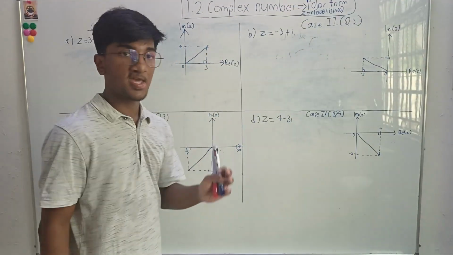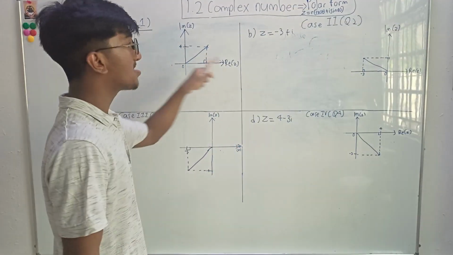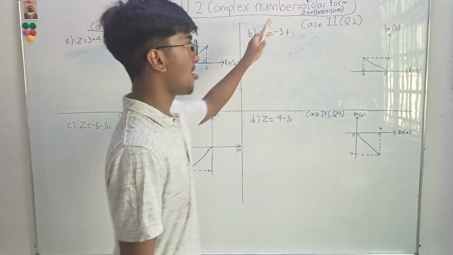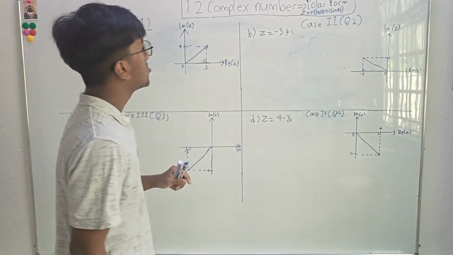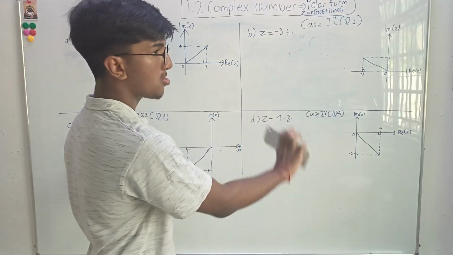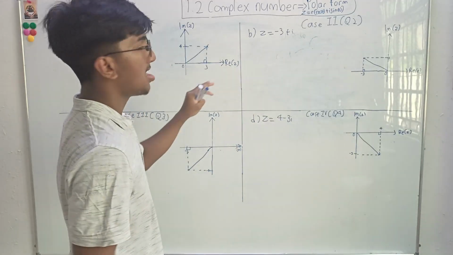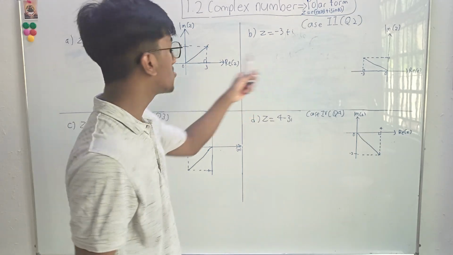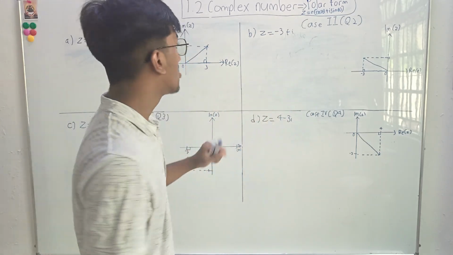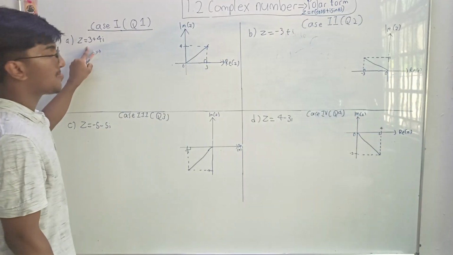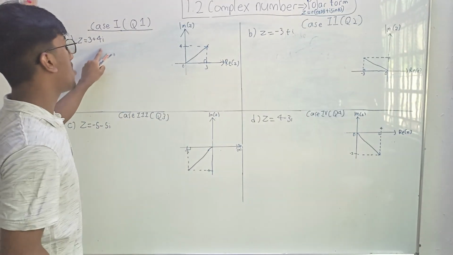Now, as you can see on the whiteboard, I have 4 different complex numbers, and we are going to change each of them into the polar form. I separated all the 4 complex numbers into different columns because each of them is located in a different quadrant: quadrant 1, quadrant 2, quadrant 3, quadrant 4. So let's take quadrant 1. As you can see, the complex number is 3 plus 4i.